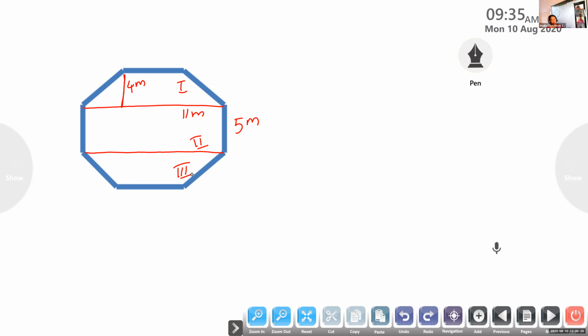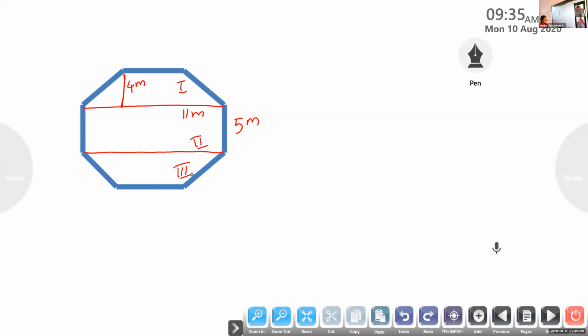Understood? When we are asked to find the area of a polygon, we can draw some diagonals so that the polygon is divided into some shapes whose formulas we may know.